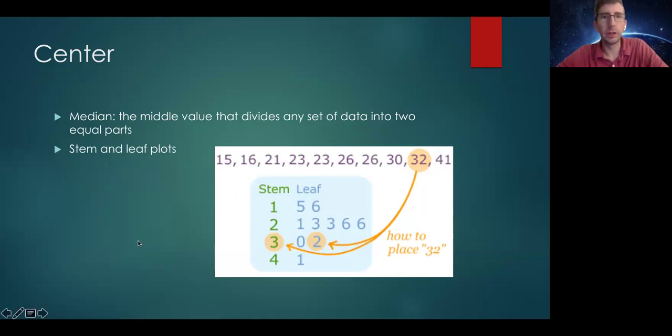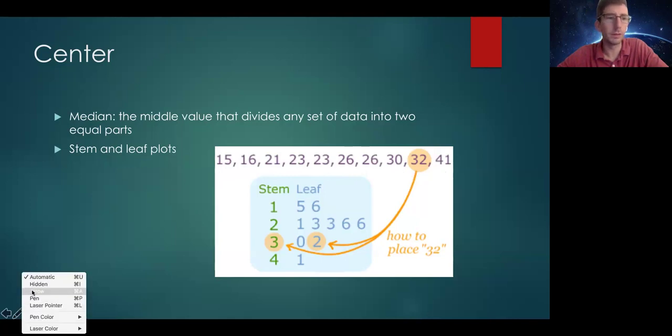So to find the median, we want to find the middle number, right? The middle value that divides any set of data into two equal parts. So if we want to find the number that divides it into two equal parts, what we can do is first line our data up. This is a very important part, from least to greatest. So this data set is already done for us. It starts at 15, which is the smallest. It goes up incrementally 16, 21. It's always increasing as we go to the right, or staying the same because we have more than one of those numbers.